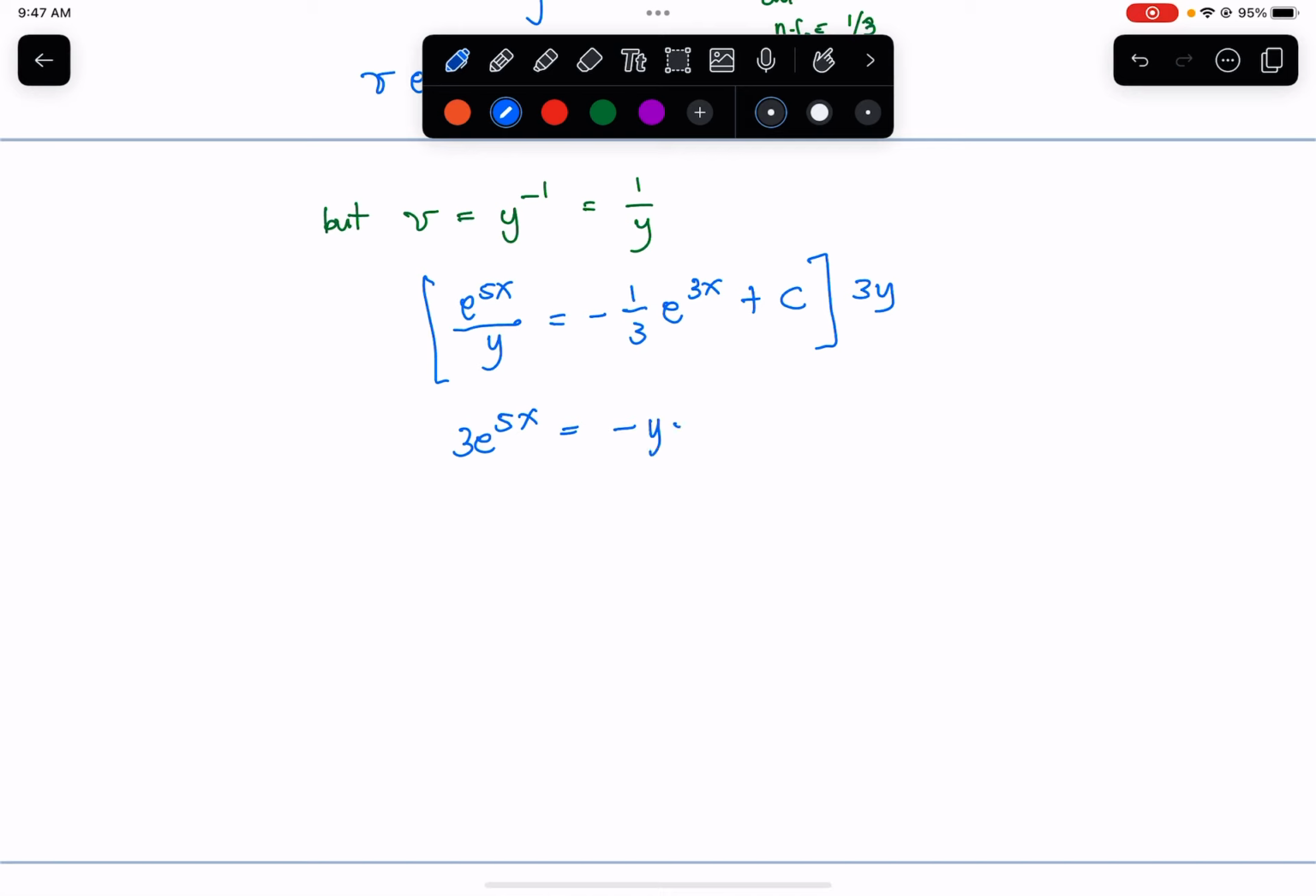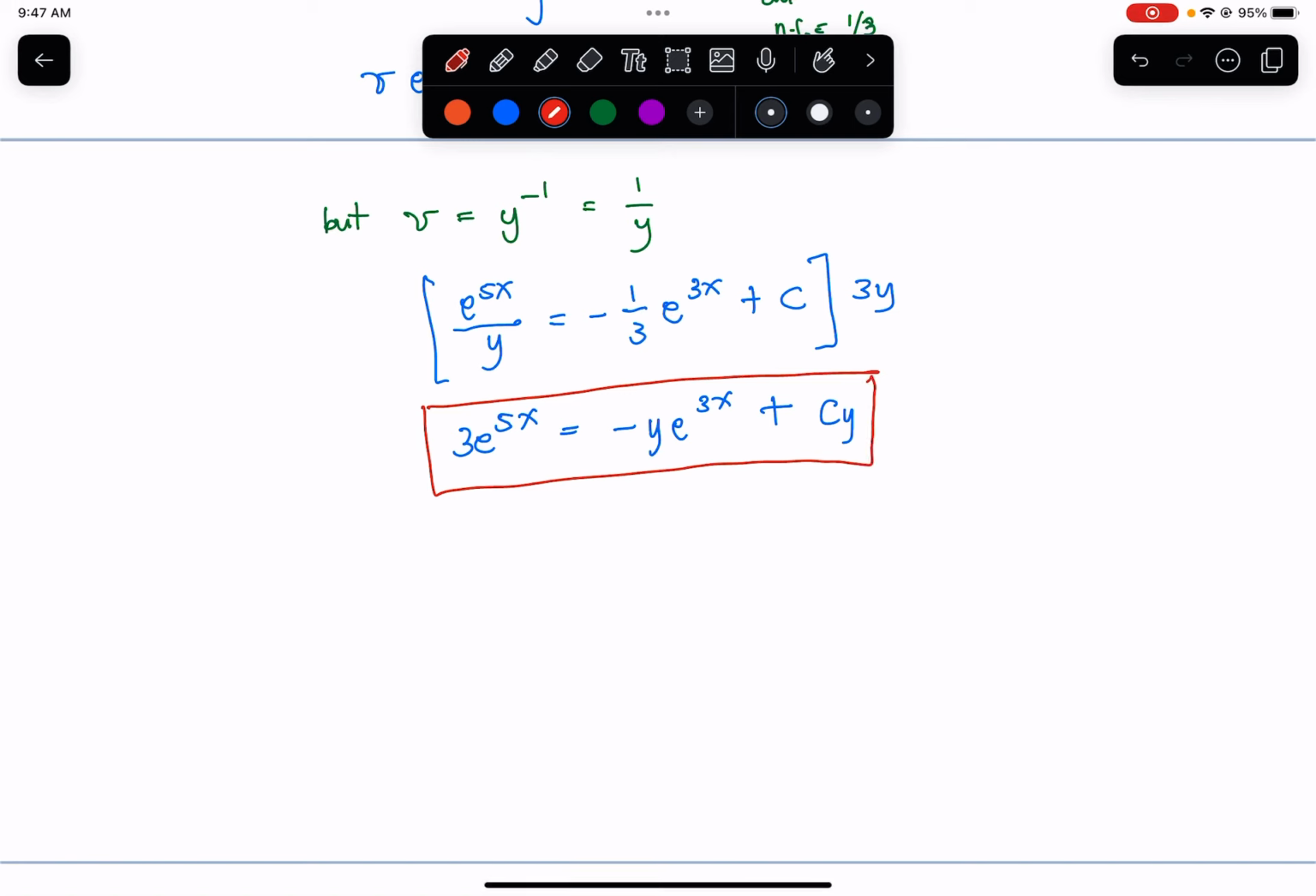So negative y e raised to 3x, then plus c times 3y, so it will just be cy, since the 3 is absorbed by c, leaving us with c only, multiplied with the variable y. So we can have this one: 3 e raised to 5x equals negative y e raised to 3x plus cy. Or if you want, we can make it cy minus. It depends on how you express your final answer, but this will do: 3e raised to 5x is equal to negative y e raised to 3x plus cy.